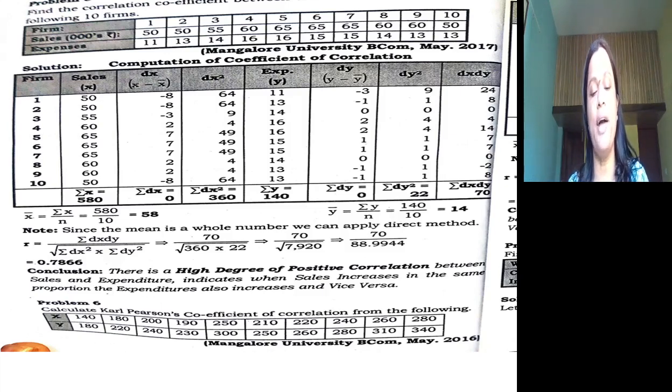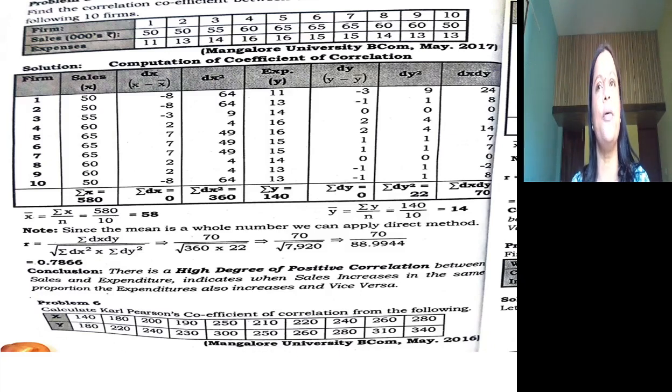So 70 divided by the square root of 360, that is summation dx square, multiplied with dy square, that is 22. So 70 divided by the square root of 7920. 70 divided by the square root of 7920 is 70 divided by 88.9944. So the answer is 0.7866. This indicates that there is a high degree of positive correlation between sales and expenses.